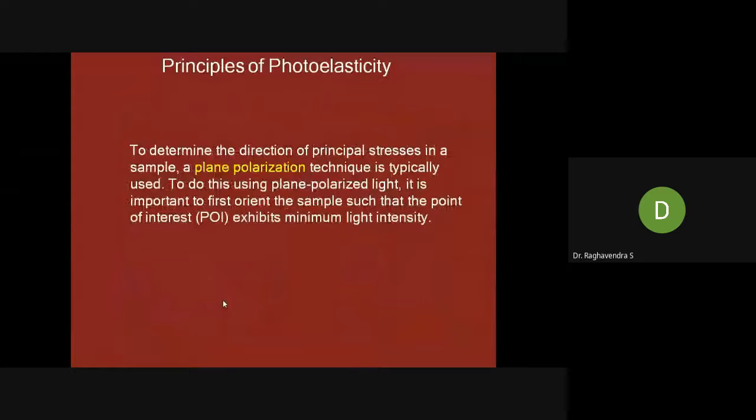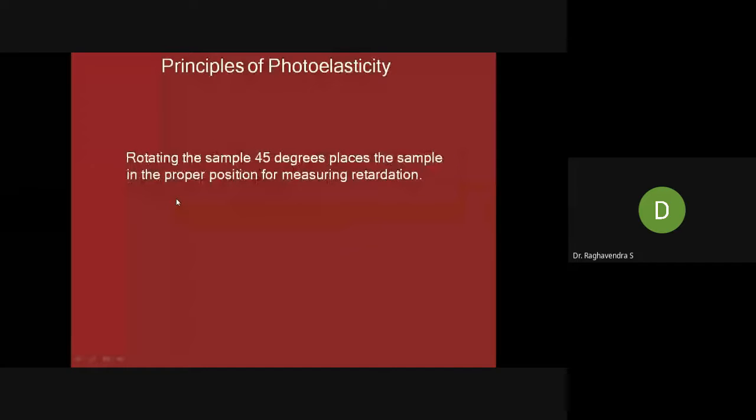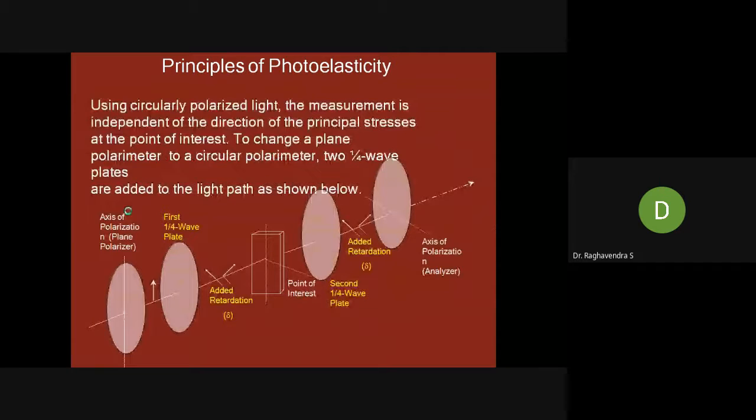Okay. Next, in this orientation, a direction of principal stress at the point of interest, either x or y, will be parallel to the axis of the analyzer polarizer, and all these things are shown, sigma 1 and sigma 2. Rotating the sample 45 degrees places the sample in a proper position for measurement. I think you remember that whenever you do the experiment, we rotate it by 45 degrees. Slowly, you rotate that analyzer to 45 degrees, then we check the patterns, like different color patterns. This is the first plane.